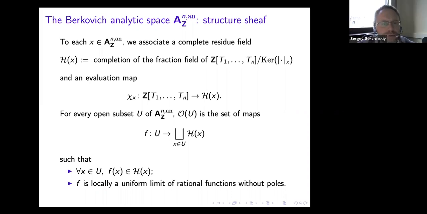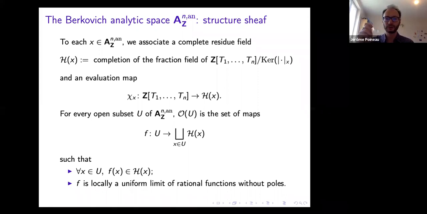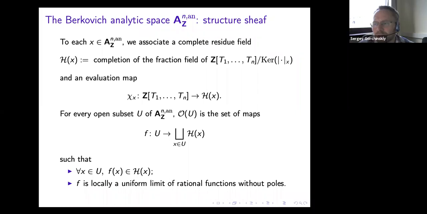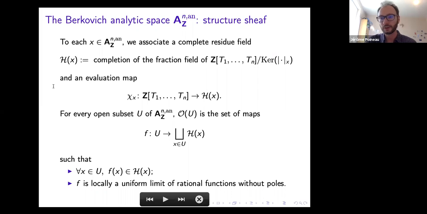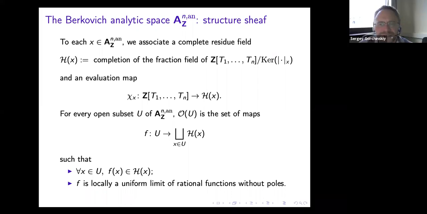Sorry, Jérôme, you complete the quotient in the definition of H(x), you complete the quotient with respect to the norm given by x? Yeah, so there's actually a seminorm associated to x. Yes. Now, of course, when you mod out by the kernel, it becomes an absolute value on the domain and on the fraction field, and you complete with respect to this absolute value. So am I right that this completion is nothing more than just R? Or not? The norm was with values in R, right? No, it depends. It was not. Okay. Let's look at an example.